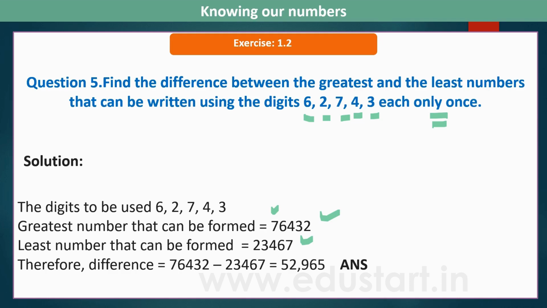Now what is the difference? It means the difference between these two numbers. So 7, 6, 4, 3, 2 minus 2, 3, 4, 6, 7. You can say that 76,432 minus 23,467. So the answer comes to 52,965. Okay, so this is how we are going to calculate.